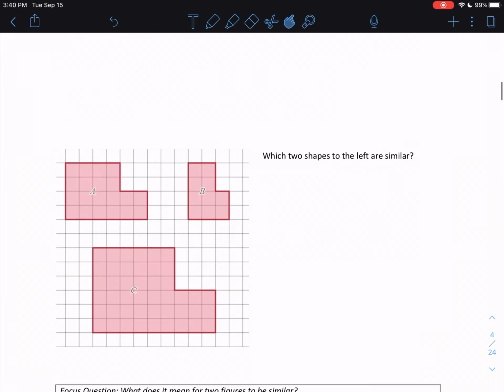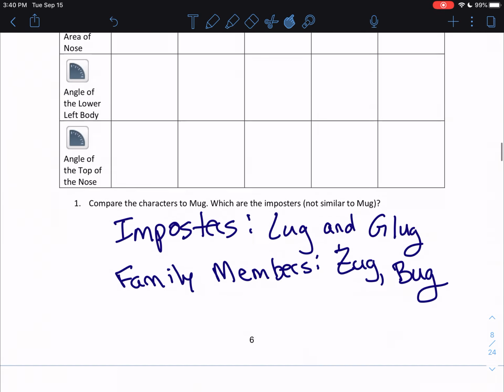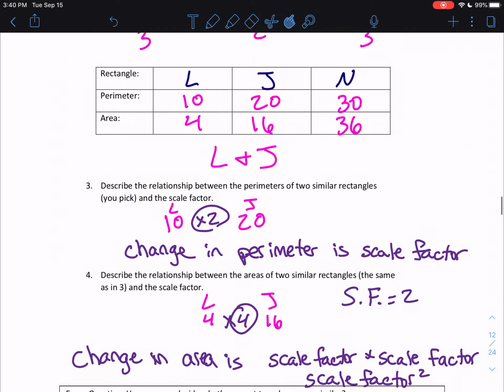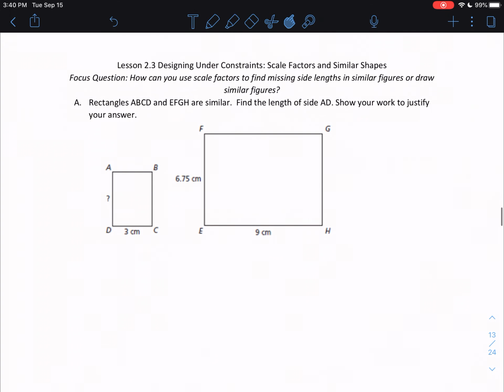Now we're going to head on to page 11. Lesson 2.3 is called Designing Under Constraints, Scale Factors and Scales in Similar Shapes. Our focus question today, what we want to answer by the end of class, is how can you use scale factors to find missing side lengths in similar figures or draw similar figures?